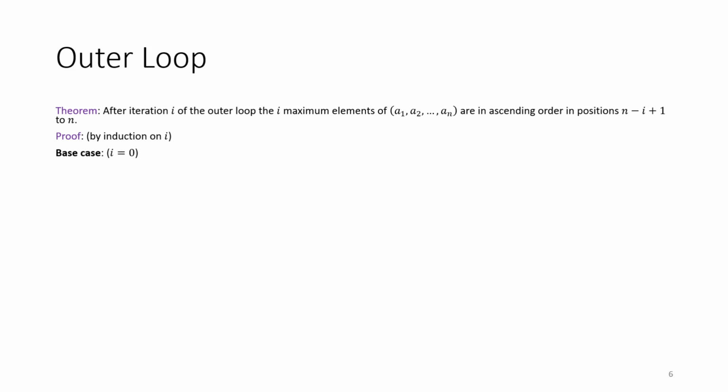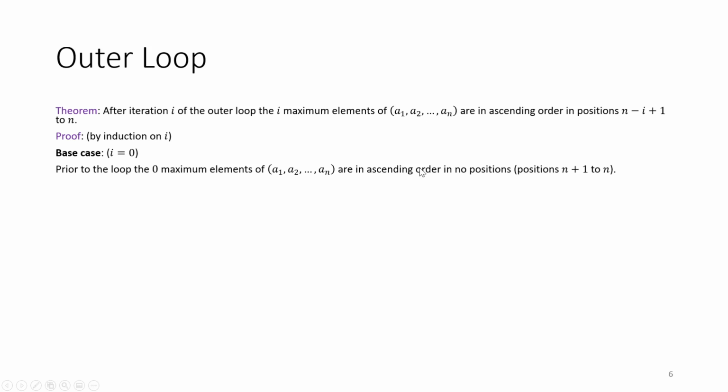Whatever it's saying about the 0 maximum elements is true because, well, there could be a few false things you could say about the 0 maximum elements, like there are 10 of them. But in this case, remember what we're saying is the maximum elements are in the right position. That's what our clause is saying. Well, if we're plugging in 0 there, we're saying the 0 maximum elements are in the right position. Well, of course that's true. And so really we're pretty much done. So maybe I emphasize that by saying they are in ascending order in no positions.